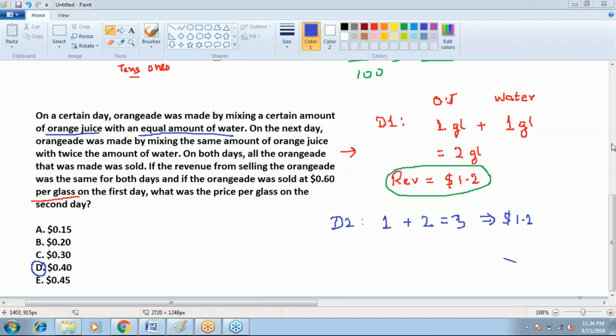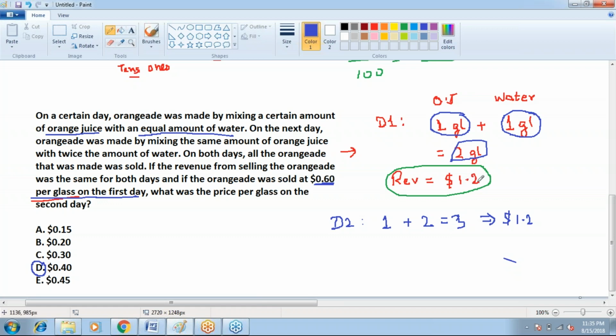Okay. Sure. So since they said certain amount of orange juice with an equal amount of water, that amount was unknown. So we took advantage of this situation and we took the amounts in glasses. So he took one glass of orange juice and equal amounts of one glass of water too. Hence he prepared two glasses of orangeade and he sold it at 60 cents per glass. Right? So 60 cents per glass was the rate first day.